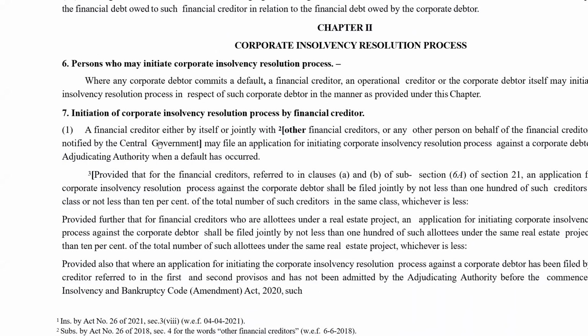Now, if we see section 7, it says that the person who is a financial creditor, he gave the money to the company and that money was not paid back. So, what is the option available to him? He can initiate the CIRP process. So, initiation of corporate insolvency resolution process. It doesn't say recovery. It says corporate insolvency resolution process by financial creditor.